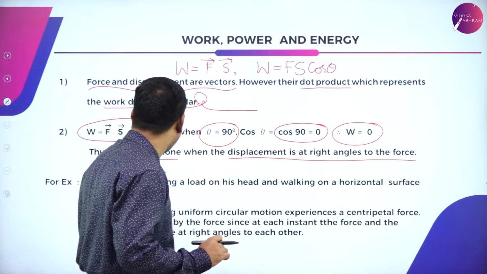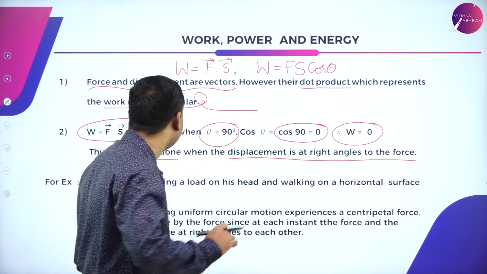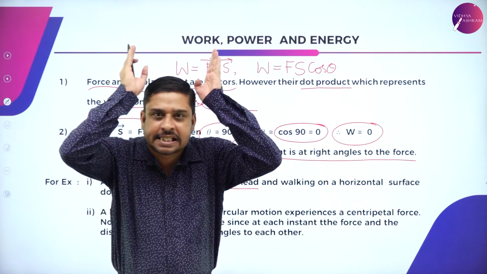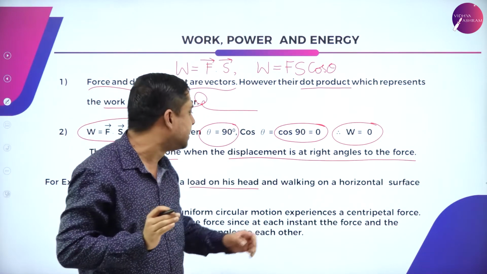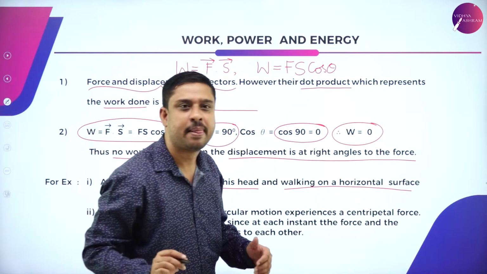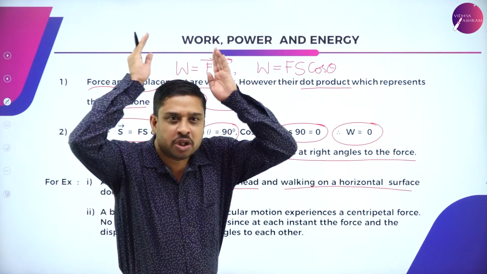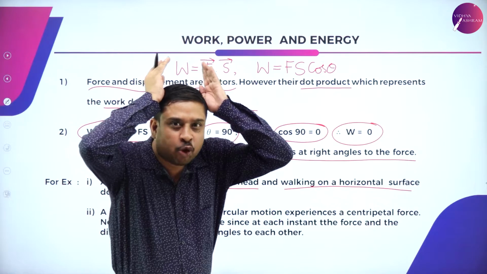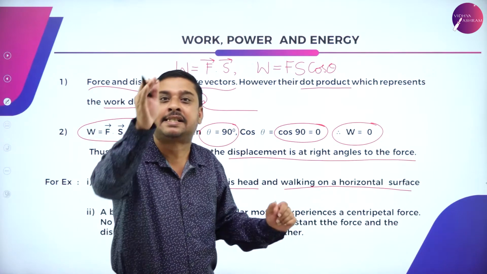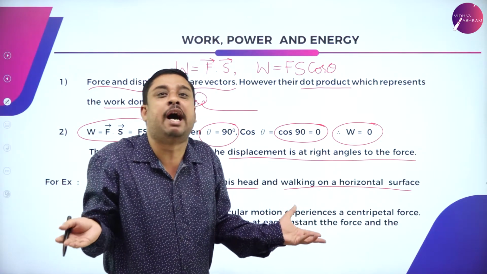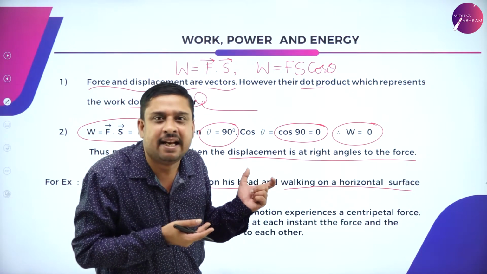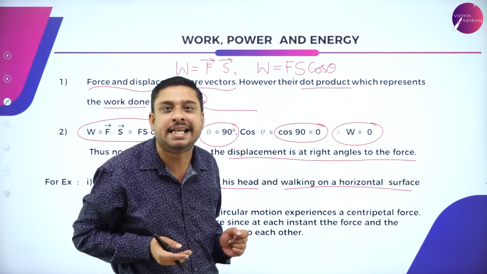Therefore, if a person is carrying a load on his head and walks on a horizontal surface, no matter how hard he toils carrying the load on his head and walking on a horizontal surface, still we say there is no work done by the force. He is toiling so much, but still the resultant work done is 0.